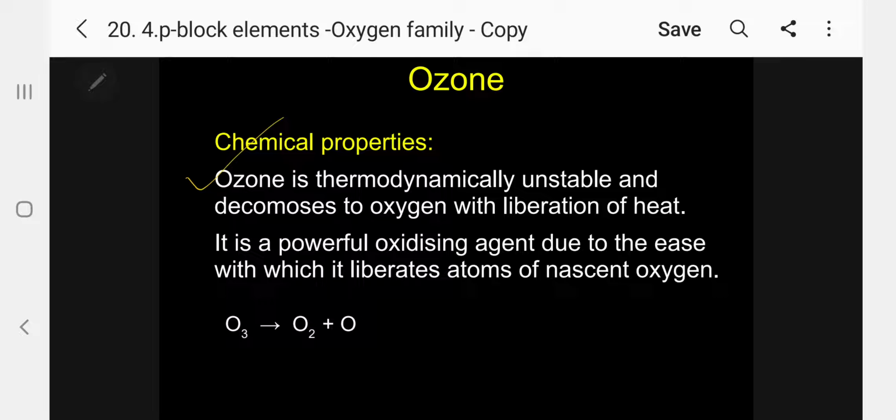Coming to chemical properties. Ozone is thermodynamically unstable and decomposes to oxygen with liberation of heat. It decomposes to oxygen and atomic oxygen with the liberation of heat, exothermic. It is a powerful oxidizing agent due to the ease with which it liberates atoms of nascent oxygen. Please follow. Nascent oxygen.